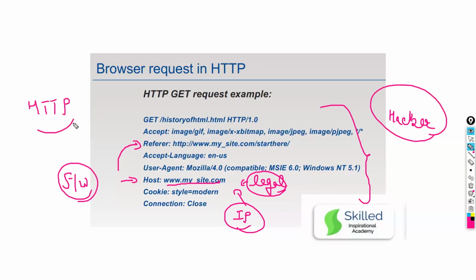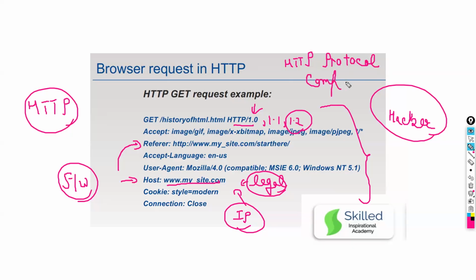I want my HTTP protocol version to be 1.0, 1.1, 1.2. It should not be less than 1.0. Otherwise, it will come under your HTTP protocol compliance. Can a firewall detect this? Whether your HTTP protocol is legal or not.